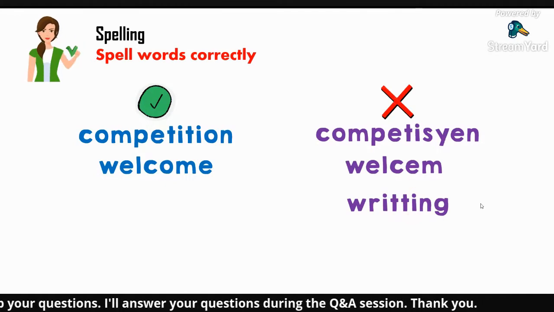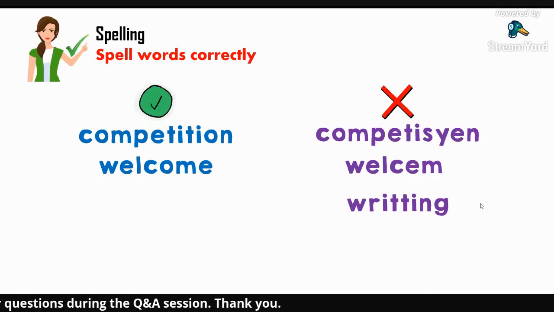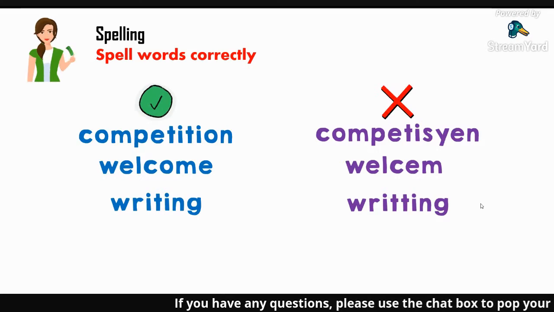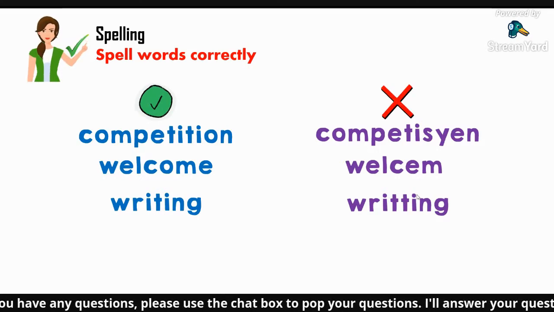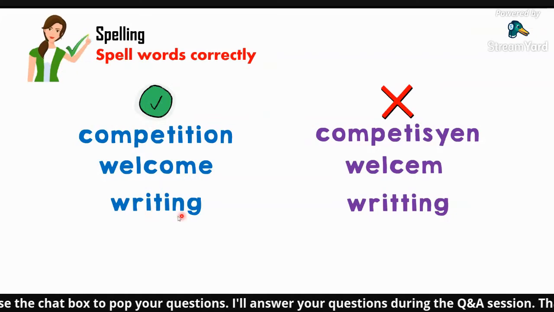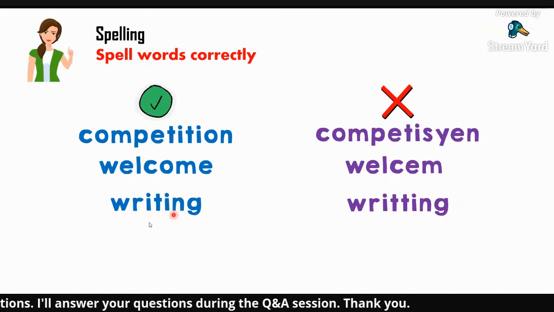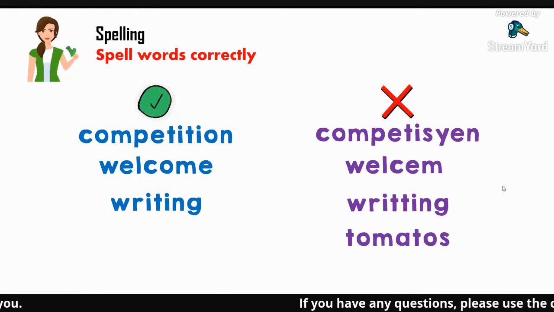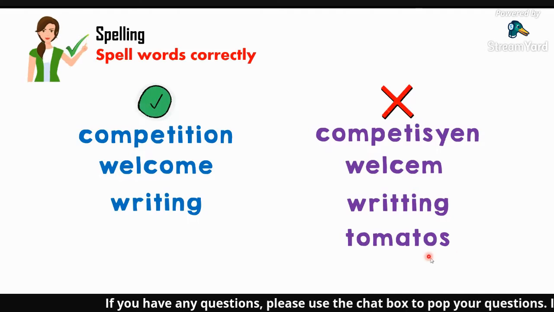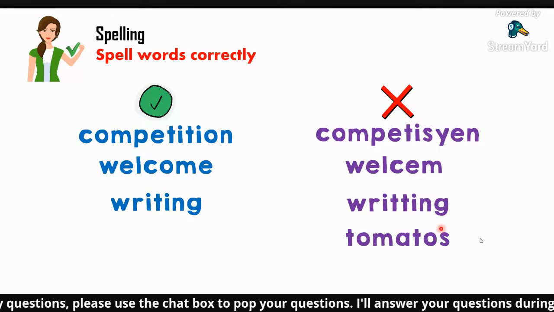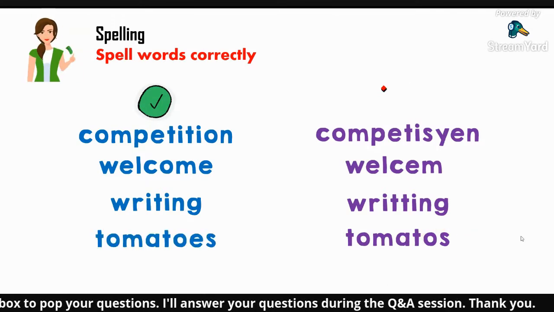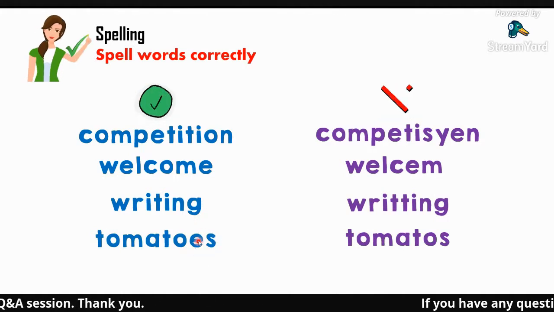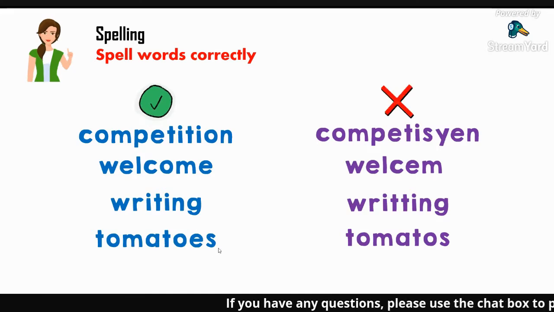So what is the right spelling for writing? Can anybody tell me? Come on, type it. What do you think it is? That's right. Good job, guys. It is writing. So there's only a single T, one T over there. Okay, let's go to the next one. The word tomatoes. As you can see, the spelling here is wrong. What is missing over here? There you go. You have actually missed the letter E there. All right, so it is tomatoes.